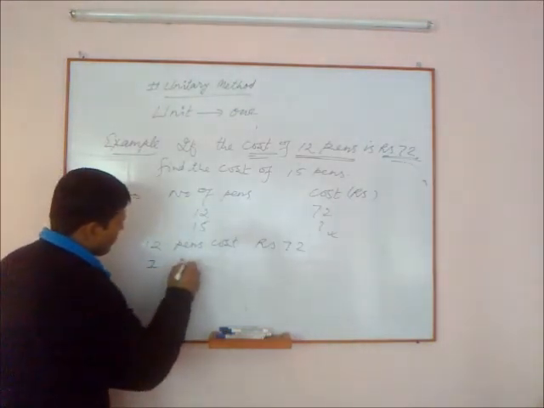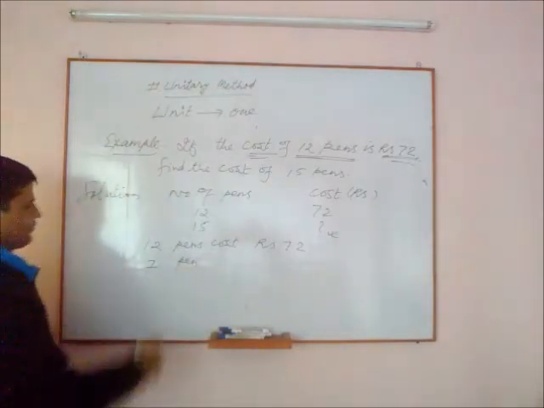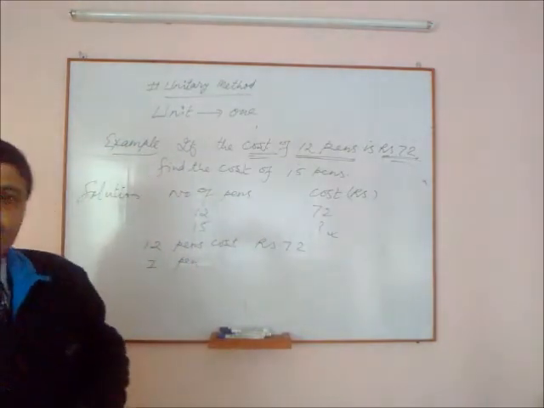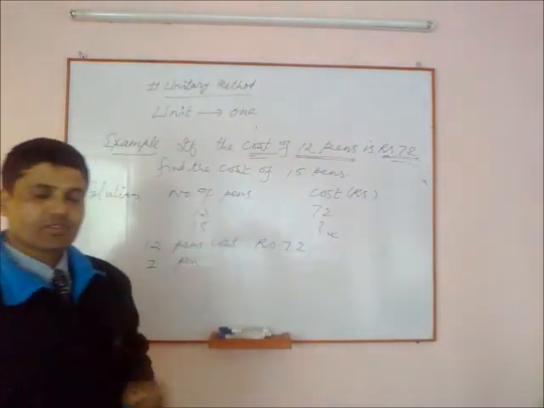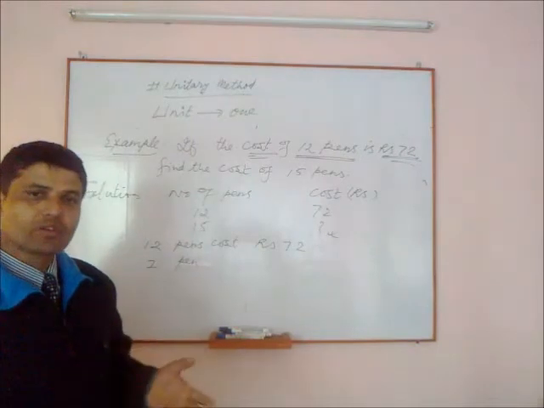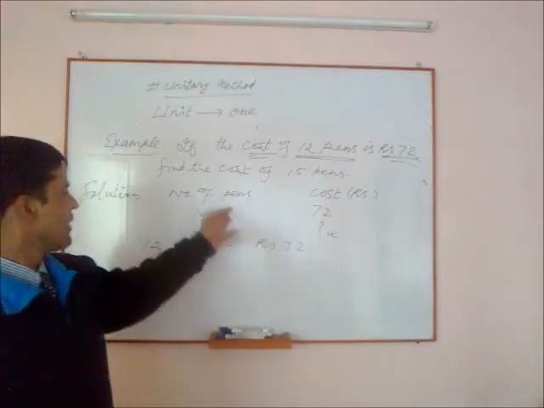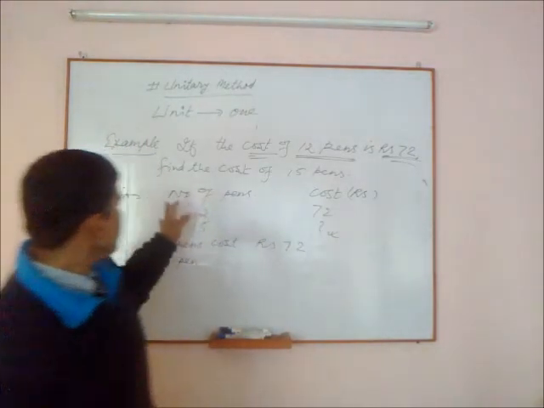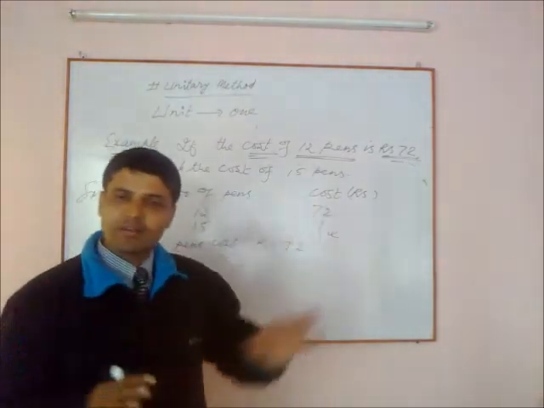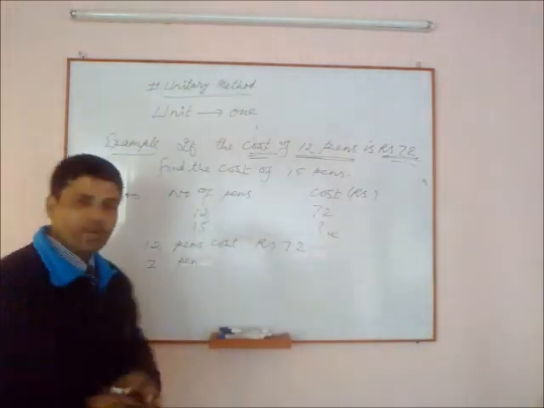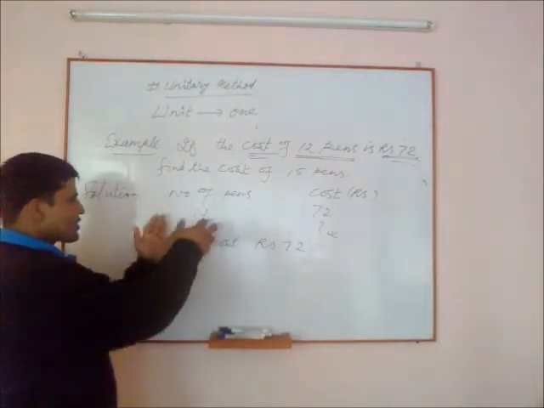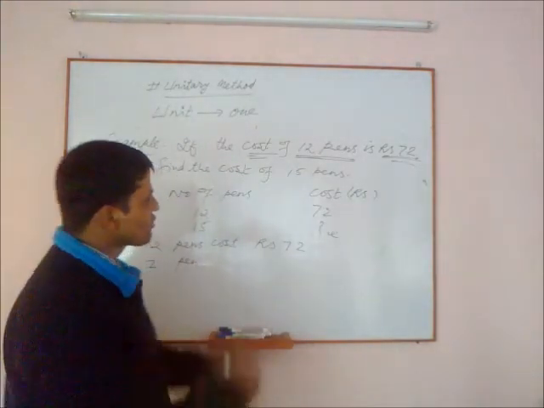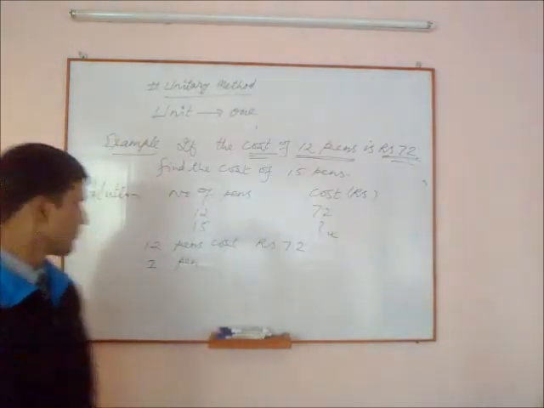So 1 pen. Now we need to understand whether number of pens and cost are directly related or indirectly related. If more pens, we have to pay more. It means more pens cost more. Fewer pens cost less. So number of pens and cost are directly related. Directly related means whatever operation we do on one variable, the same operation should be done on the other variable.